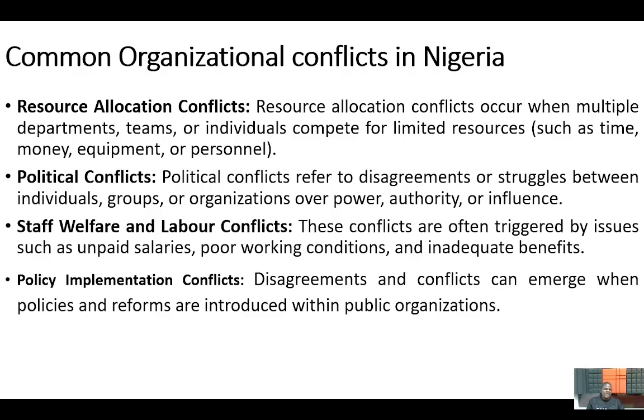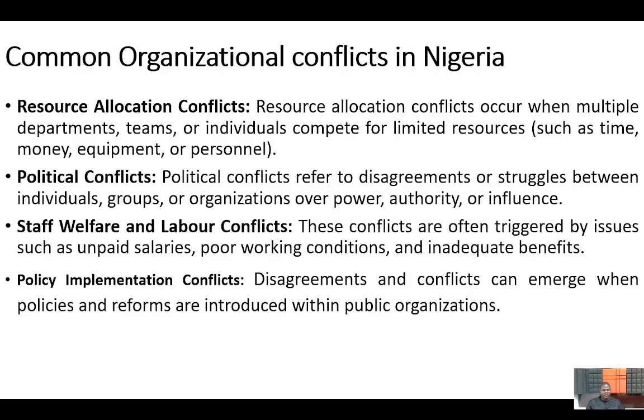When staff are paid as and when due, it has a way of sending strong messages to their psychology to pay more attention and do well at the workplace. So when unpaid salaries arise, it causes conflict, and so do poor working conditions. Some staff are not even entitled to leave. Some of them, even what belongs to them, you discover that none of it is being taken care of. Then inadequate benefits. There are so many benefits that are supposed to be attached to some employees, and when those things are not given, it has a way of triggering them to fight.